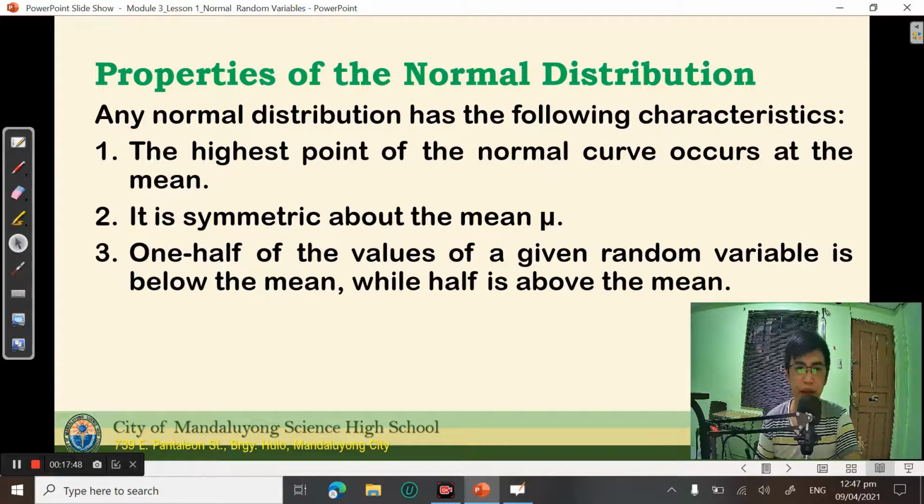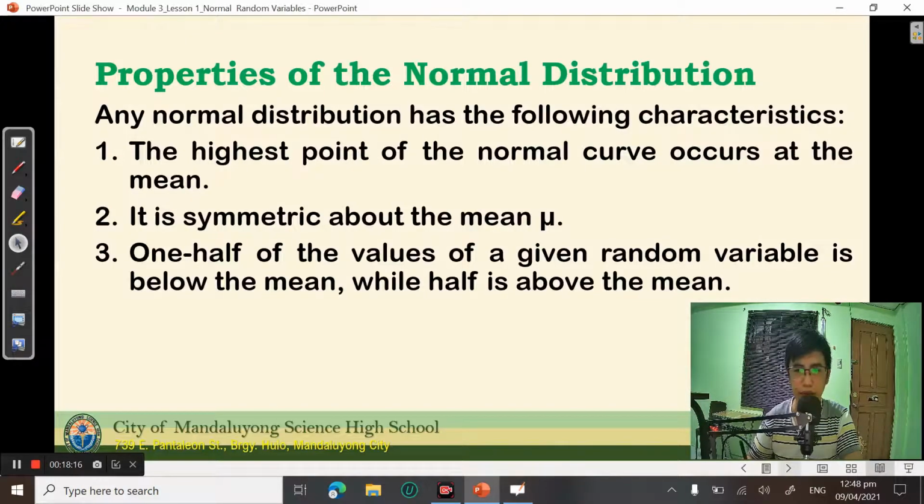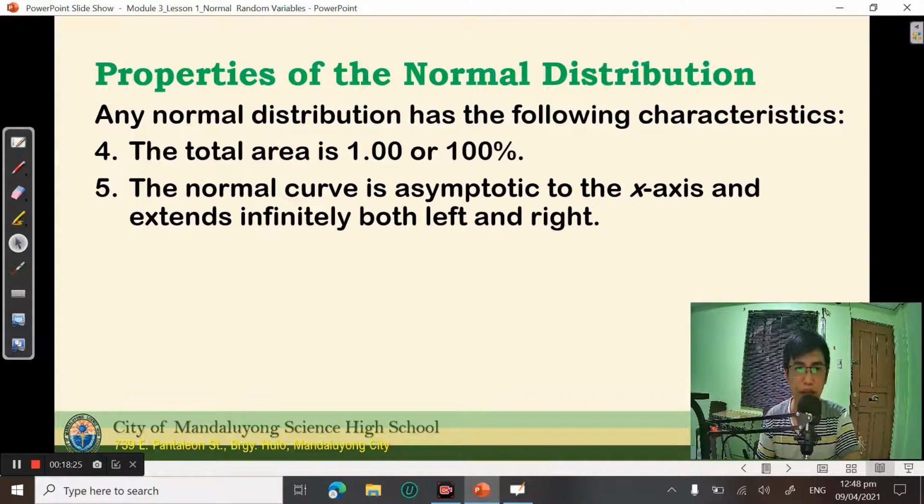Okay? And because it is symmetric, one half of the values of a given random variable is below the mean, while half is above the mean. So, sinasabi ko sa inyo kanina dito, di ba? These values on the right side of the mean are one half above the mean. These values to the left of the mean are one half below the mean. The total area is 1.00 or 100%. Take note of that, huh? And the normal curve is asymptotic to the x-axis and extends infinitely both left and right.